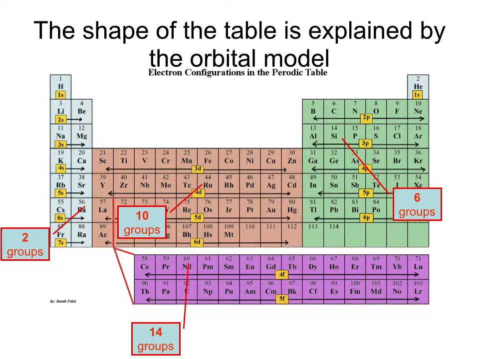The shape of the table can be explained by the orbital model. So this is the idea that the s orbital has two groups and they have two valence electrons. Same with the p orbital that has 6 groups and can hold 6 valence electrons, and so on.